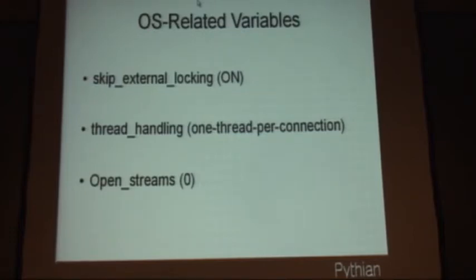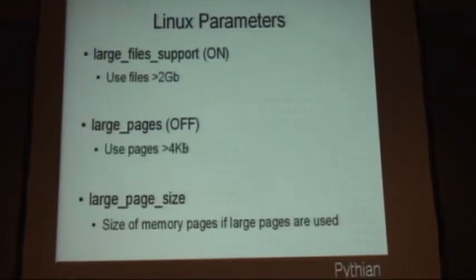Thread handling is really valuable for debugging on Linux, so it's not worth spending too much time on it. One thread per connection is the default, and the other valid value is one thread. Open streams is 0. This just tells you how many streams are open at the time, like replication might be using streams. There's nothing you can really do to change this number. If it's really high, there's nothing you can do to make it lower. It's just a count variable.